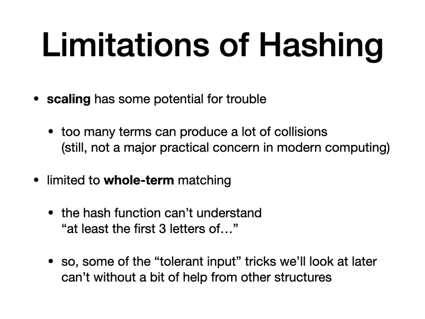Another limitation: I talked about how you could do partial matching with the trees. This is still whole term matching. So the hash function can't really pull out, give me the first three letters of. So some of the tricks we'll talk about next time with tolerant input don't work so well directly here. But we'll also look at some ways around that.